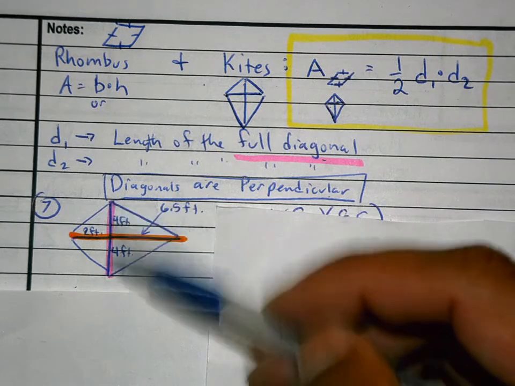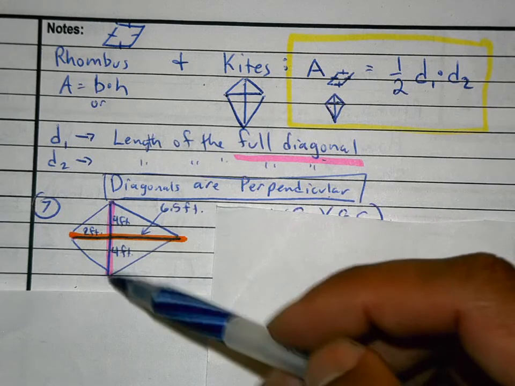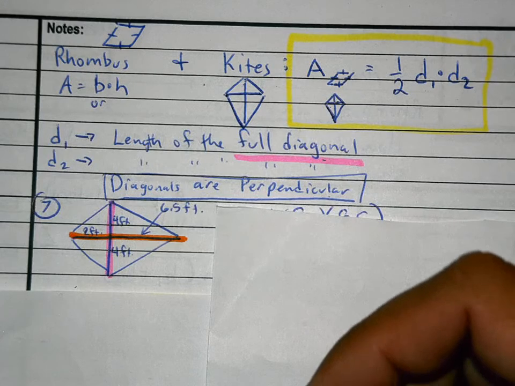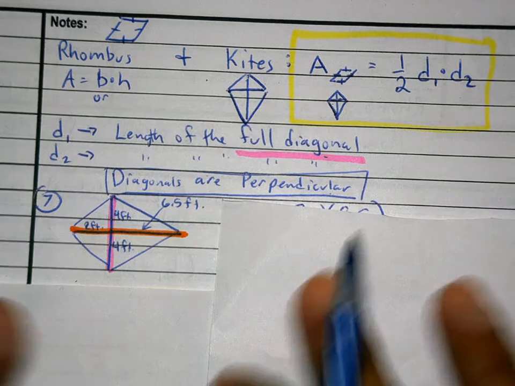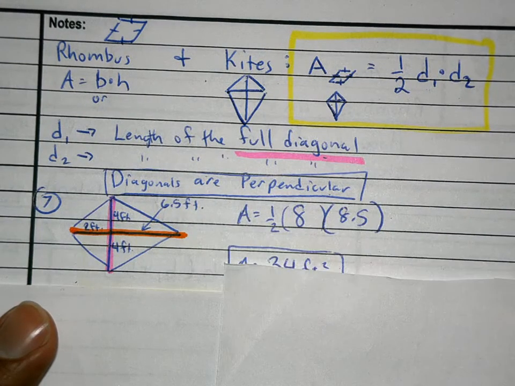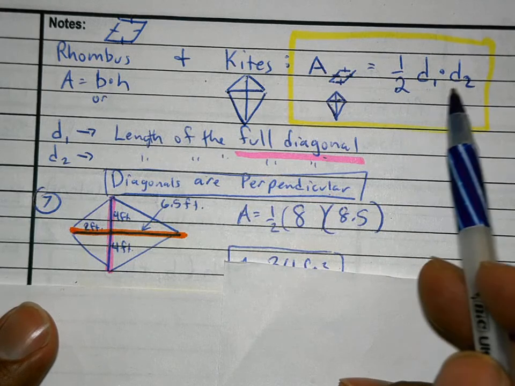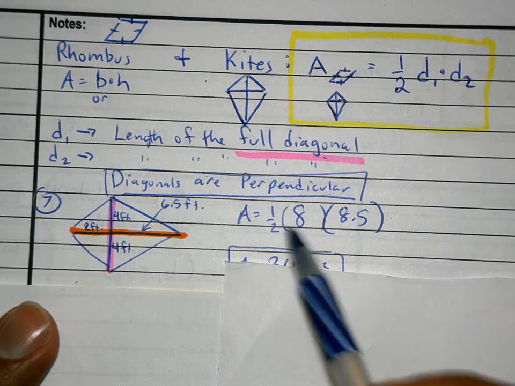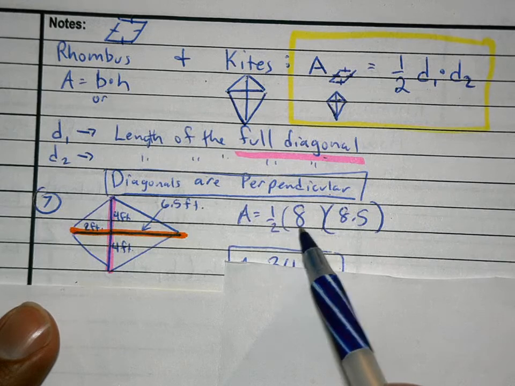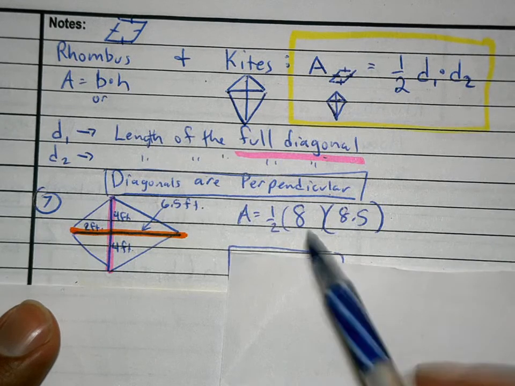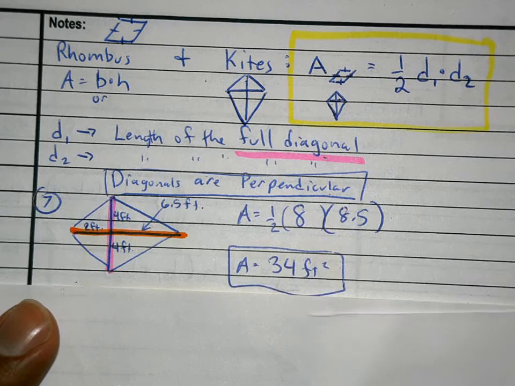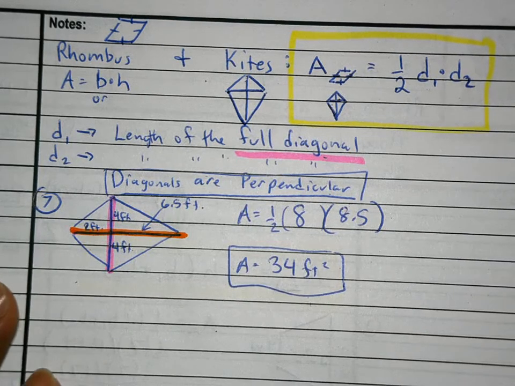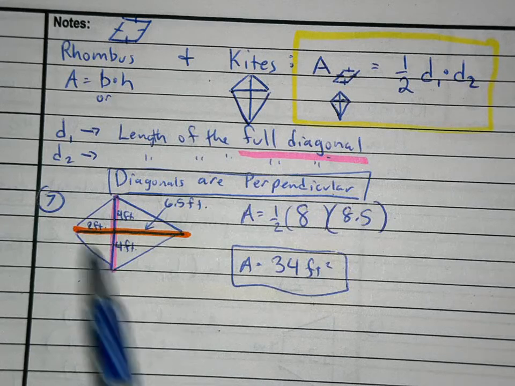This pink diagonal, how long is it? 8. You are exactly right. The orange diagonal isn't 2. It isn't 6.5. It's both of those together. It's what? 8.5. So when you go into this formula of half of D1 times D2, you would get 1/2 times 8 times 8.5. And I can do this in my head because half of 8 is 4. 4 times 8.5 is 34 feet squared. Does that say 2 feet? That does say 2 feet, yes.